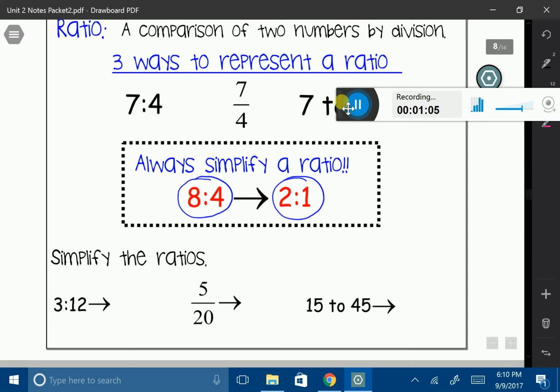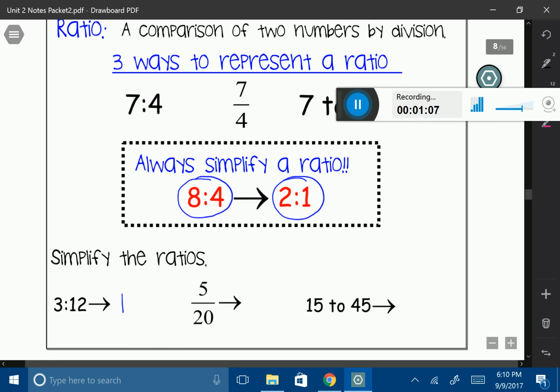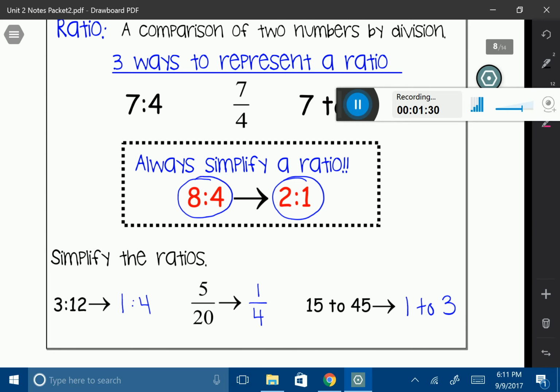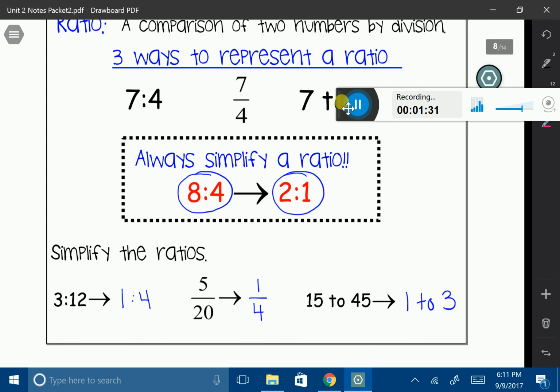Here, our first ratio would be 1 to 4. We would also have 1 over 4 as a fraction. And it looks like the next one would be 1 to 3, because 15 goes into 45 3 times. So that would be how you simplify your ratio.